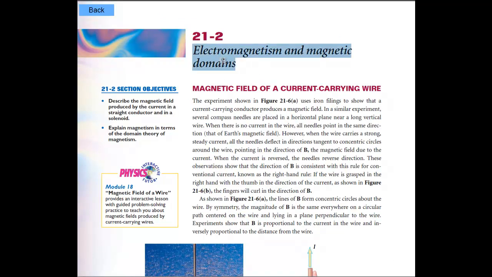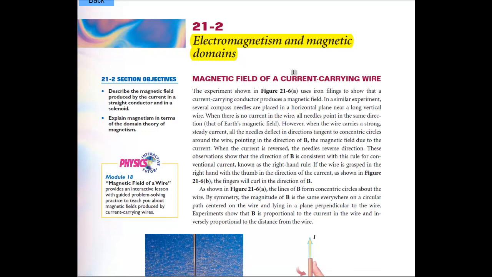Now 21.2 hit the idea of electromagnetism and magnetic domains. All magnetism comes from moving electric charges, whether they're bound in a wire, bound in an atom, or freely moving, it doesn't matter. As long as the charge is in motion, there's a magnetic field. You should know for different configurations of current carrying wires, straight, looped, solenoid, electromagnet, what's going on with the shape of the field lines and the strength of the field.